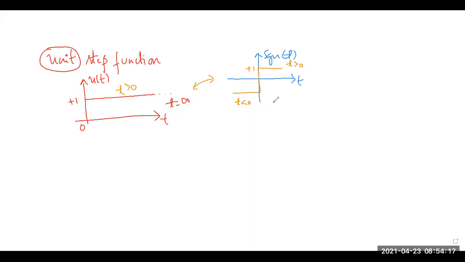Okay, let it be. Here, for t greater than 0, you can see that both u of t and signum of t have a value equal to positive 1. The only thing missing in the unit step function is that it is not defined for t lesser than 0. So I have to somehow add this negative part of the signum function into the unit step function.